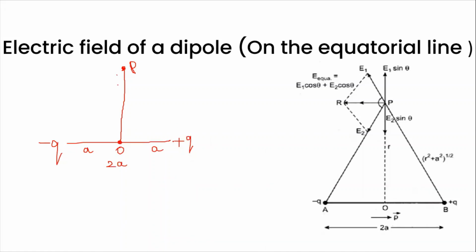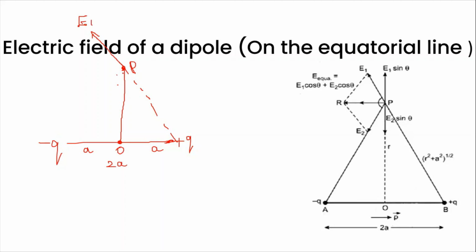Now the electric field due to this charge plus Q at this point will be repulsive, right? Now draw a line here. At this point, we already discussed there is a test charge. So this test charge will be repelled away from this point by this charge plus Q. Let us take this as E1.